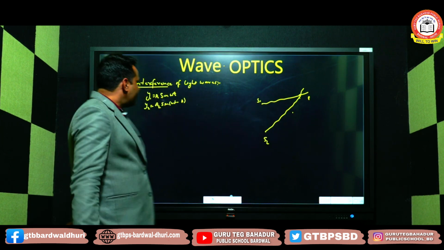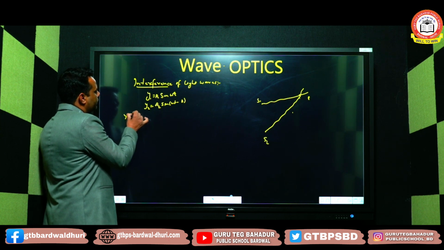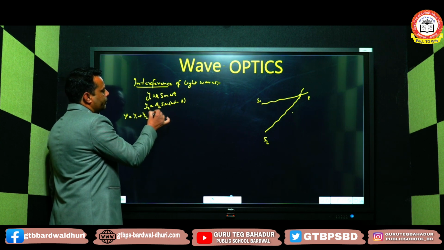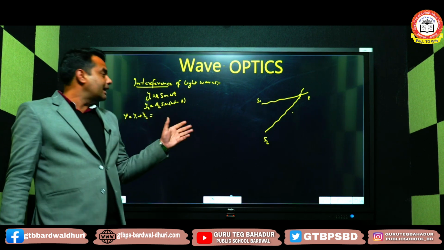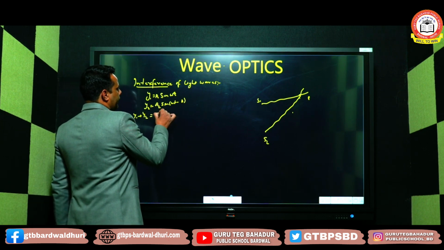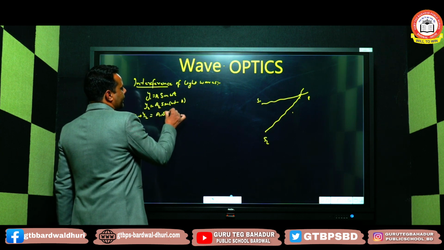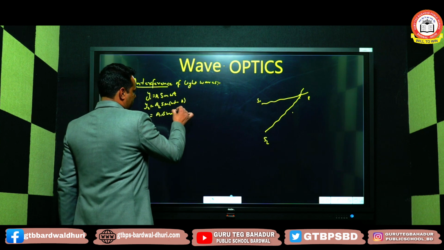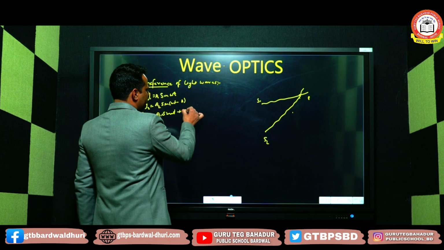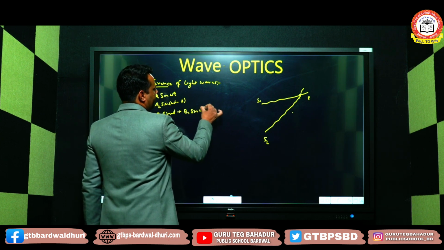Okay, now by the principle of superposition, the net displacement, that is y, will be equal to y1 plus y2. That will be equal to, we have to add them, a1 sine omega t plus a2 sine omega t minus phi.